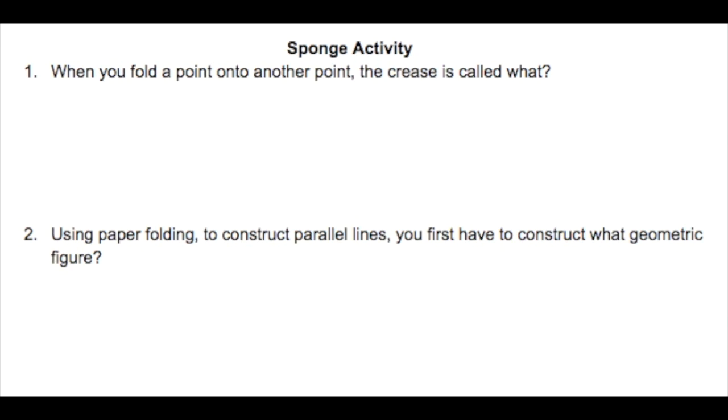Alright, now time for the sponge activity. Question number 1, when you fold a point onto another point, the crease that is created is called what? And then number 2, using paper folding to construct parallel lines, you first have to construct what geometric figure?